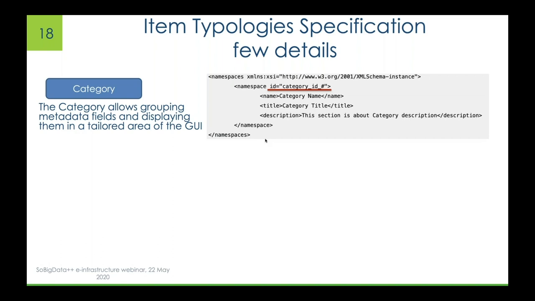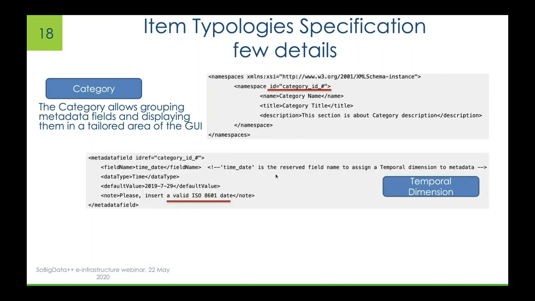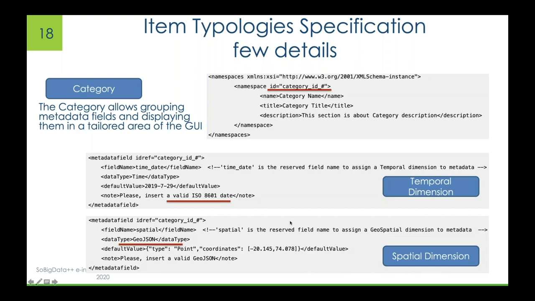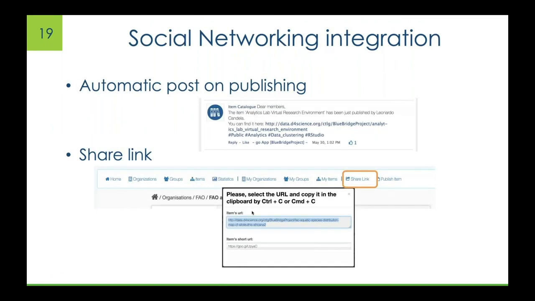A couple of pieces of information, three mainly. To each metadata item it's possible to associate a category, and the category is defined just with the category name, a category title, and the description, and it is used to group and display in a controlled way a set of metadata fields that describe a common capability of the item. The temporal dimension is defined by using the standard ISO 8601, and the spatial dimension is defined by using JSON.